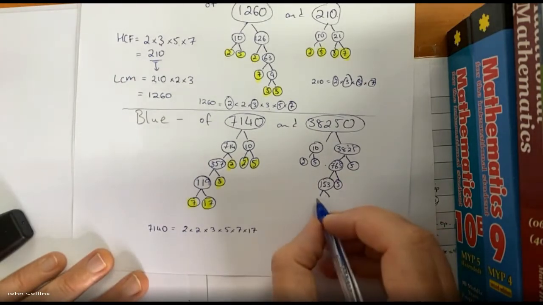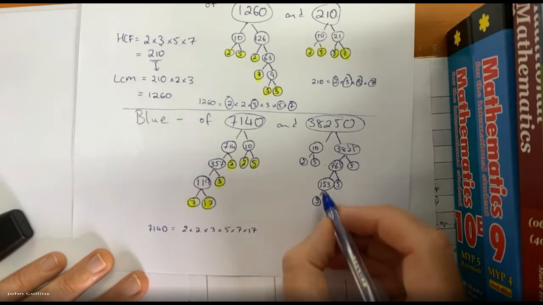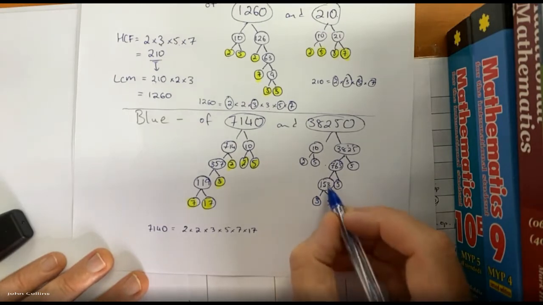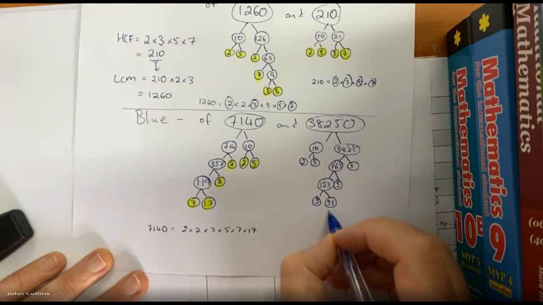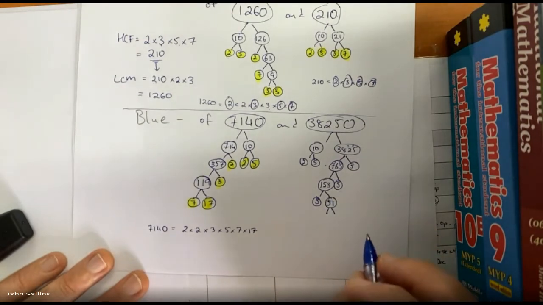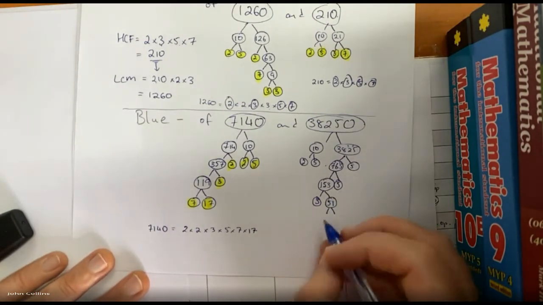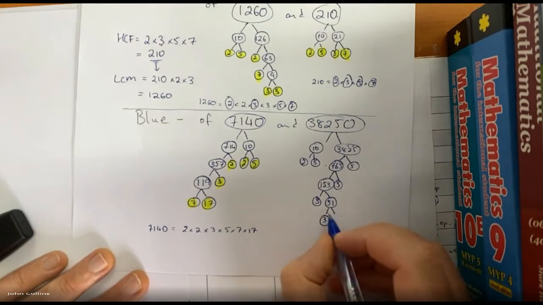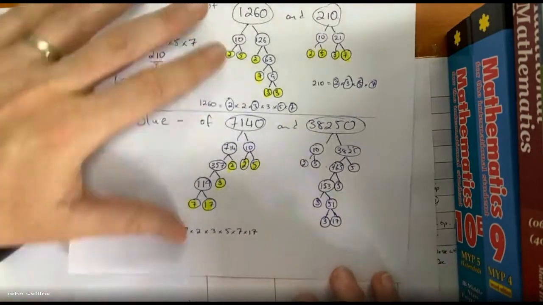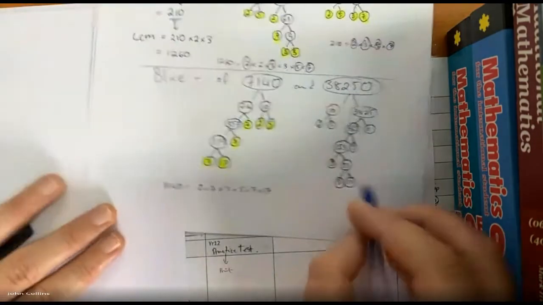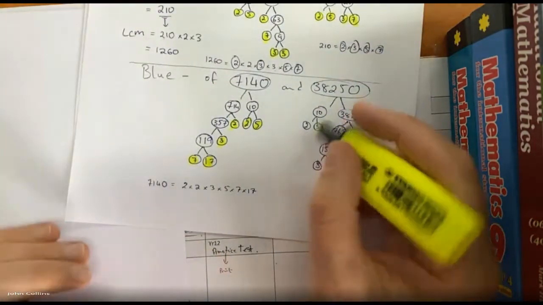So 3 goes in. 3 goes into 15 5 times. 3 goes into 3 once. 51 is also one of those numbers that I should recognize as not prime because it's divisible by 3. 3 goes in 17 times. 51 comes up a lot in these questions, you may notice that. All right, so I think I'm at the end of my trees.